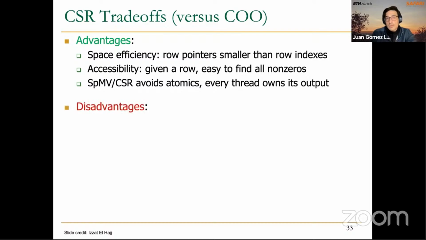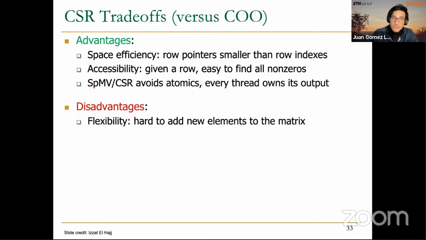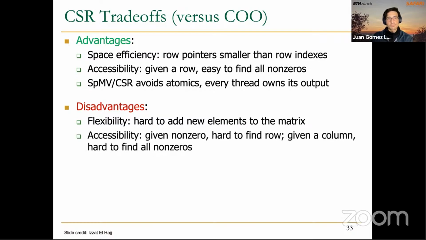But it also has some disadvantages, right? So in terms of flexibility, it's hard to add new elements to the matrix. Why is that? Because if we want to add a new element to row 0 or a new element to row 31, the problem is that we will need to move all the later elements to find the right place, or let's say freeing the right place for these new elements, right? So that's going to be pretty costly in terms of data movement and computation time in the end.